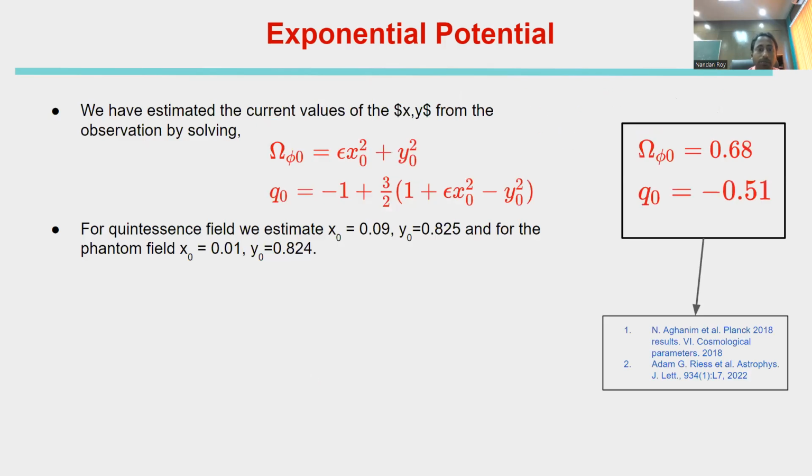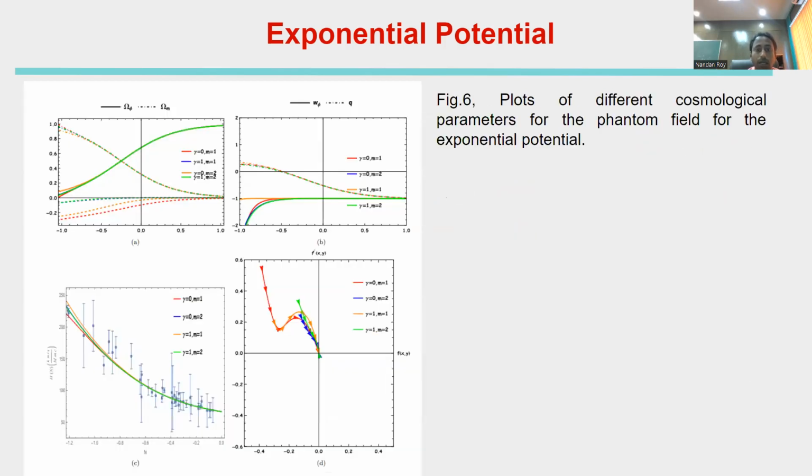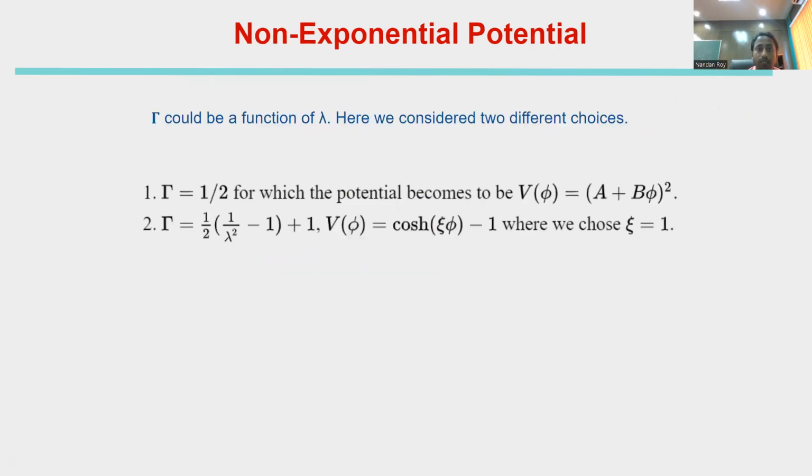So we performed the same analysis for the phantom case, and it gives similar results to the quintessence case. The difference is in the equation of state. It goes from less than -1 to -1, whereas for quintessence it was greater than -1 going to -1. It has similar features to the quintessence case.